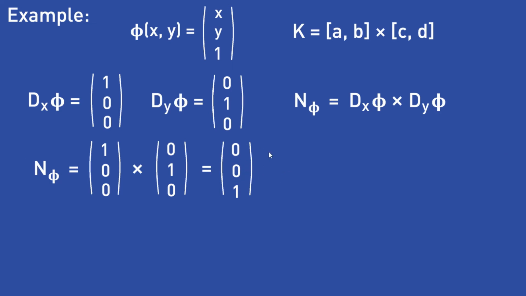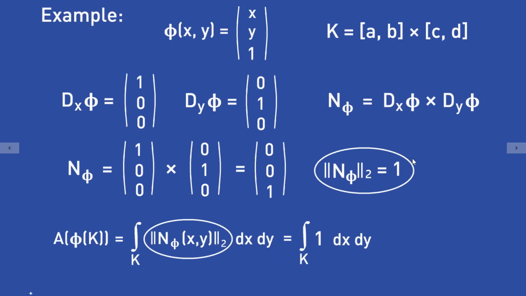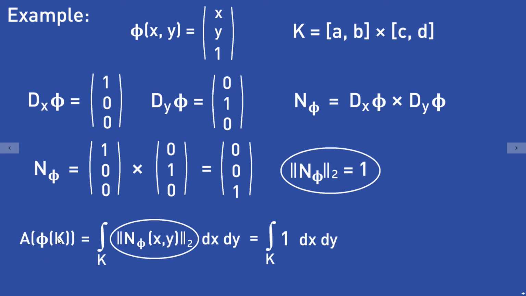Now you have to calculate the norm of this normal vector here. The Euclidean norm of this normal vector n phi is just 1, because this is the length of this vector here. The length is 1. And now the surface integral is this here. So the area of phi k is the integral over k of the Euclidean norm of n phi xy dx dy. Now we insert that here at this position and get the integral over k of 1 dx dy.